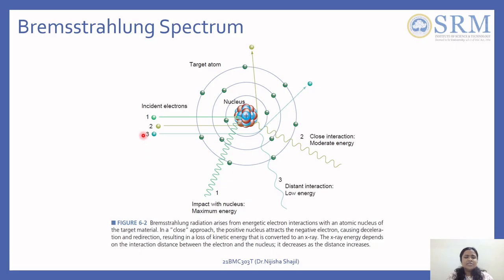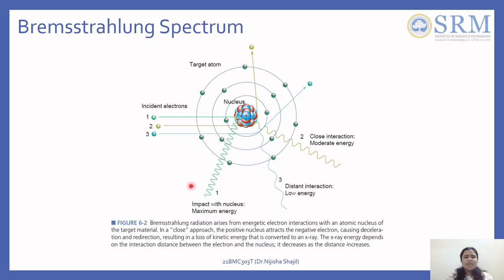The third condition is it may not interact with the nucleus at all. It can go somewhere away from the nucleus. You can see here the third electron. In that case you again have an X-ray produced, because as it decelerates, the speed is reduced and the kinetic energy is reduced. So you have an X-ray produced, but it will be a low energy X-ray.